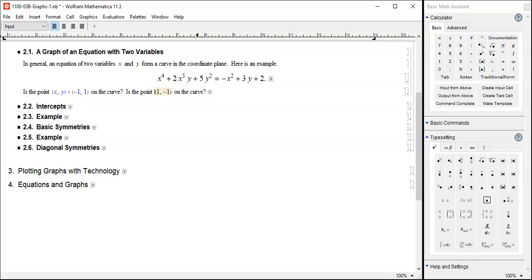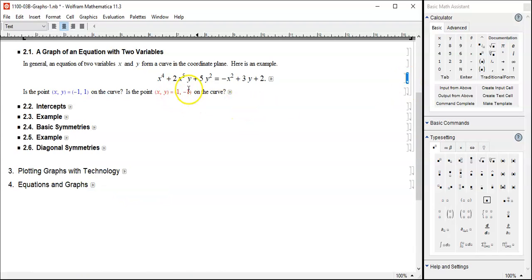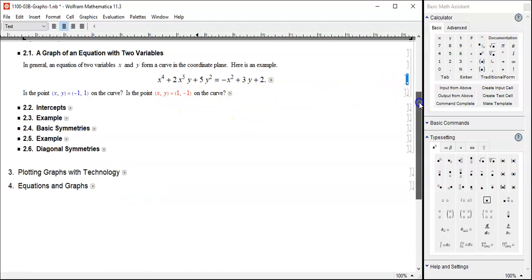How about the other point? So (x, y) is (1, -1). Let's use a different color to differentiate these. Okay, (1, -1), where is it? Let's look at the curve. 1, so to the right 1, and -1, we have to go down 1, around here where my mouse is. I don't see any curve going through here, so it looks like this point is not on the curve. Those are my educated guesses just by eyeballing those pictures.